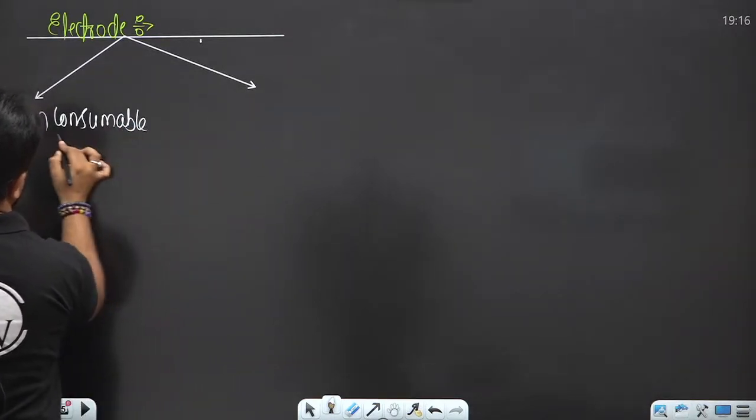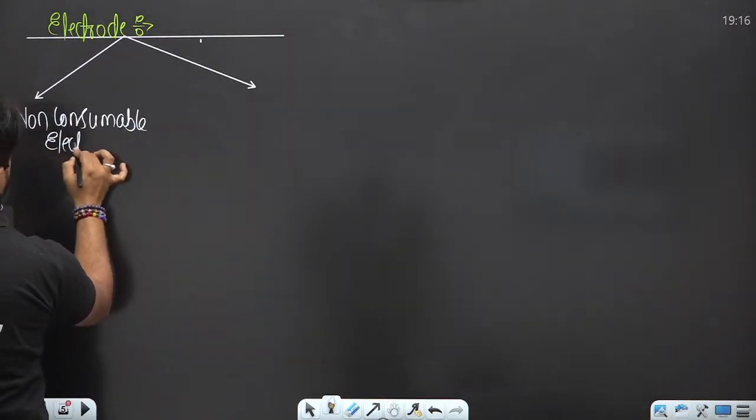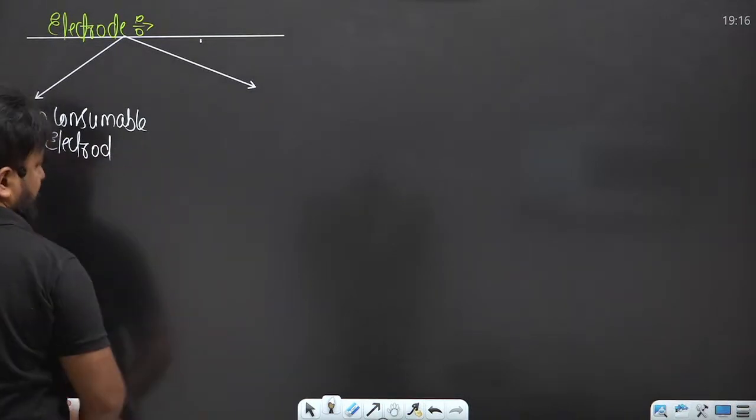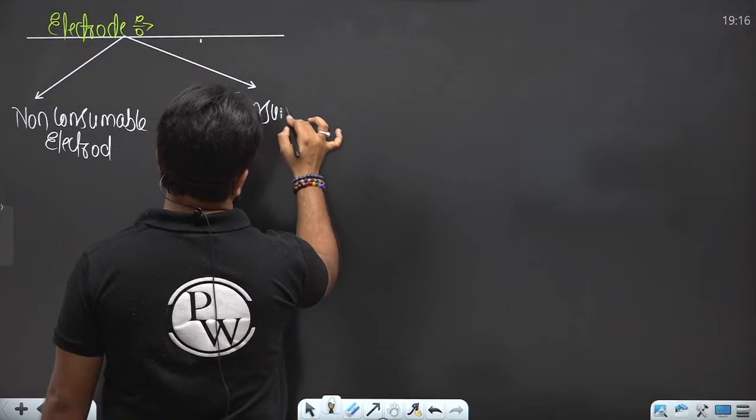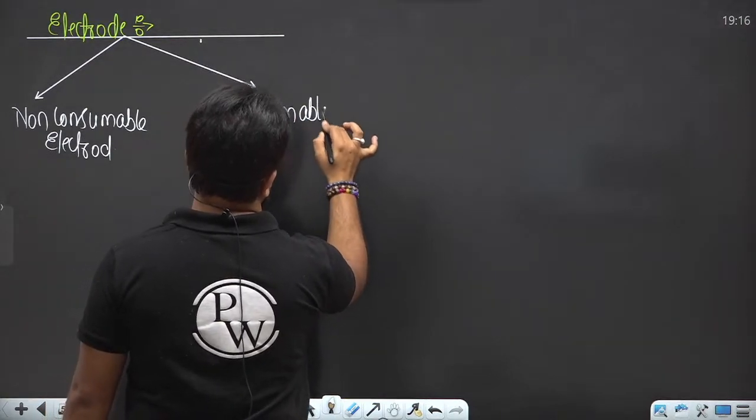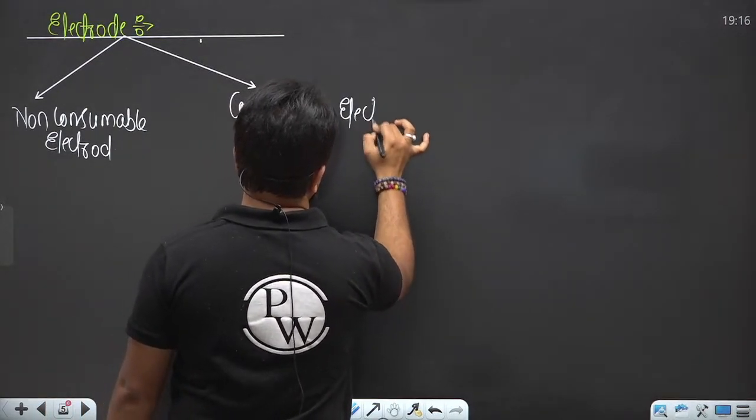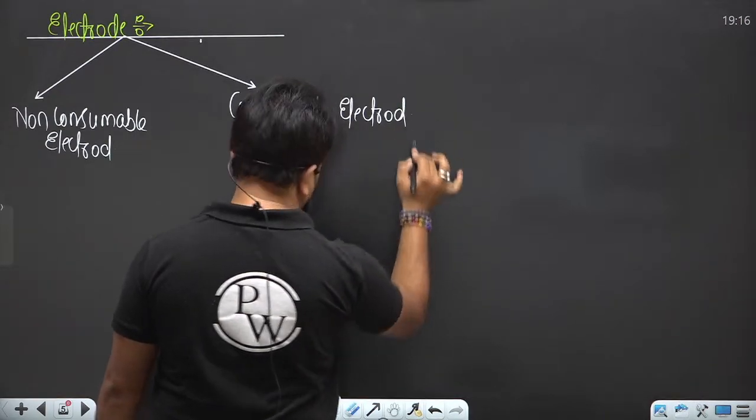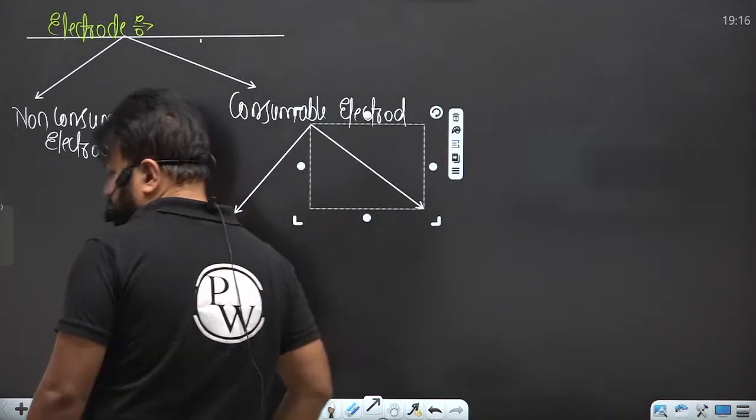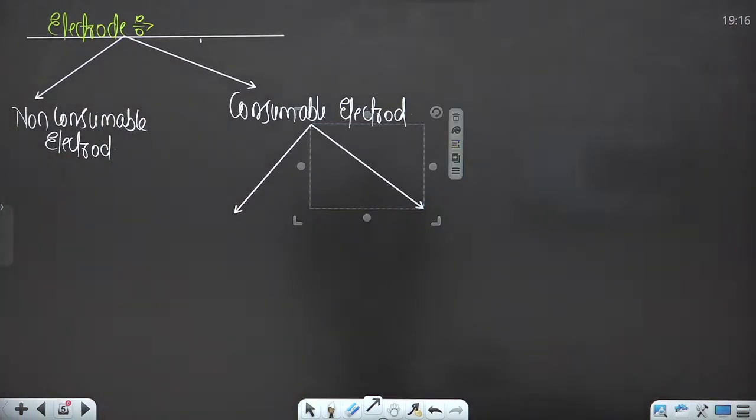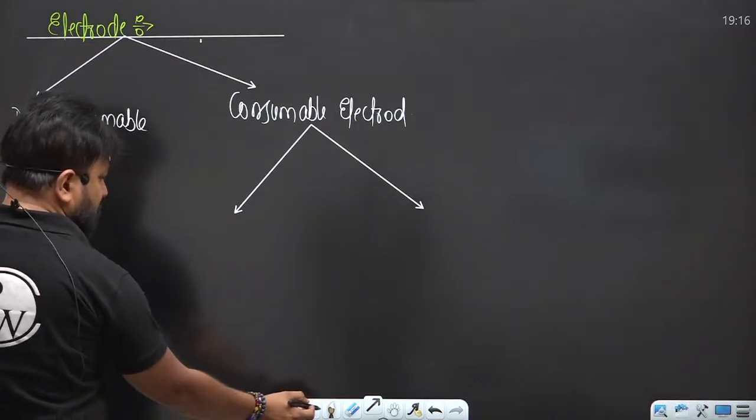Electrodes are either consumable or non-consumable. Consumable electrodes can be classified further into two types.